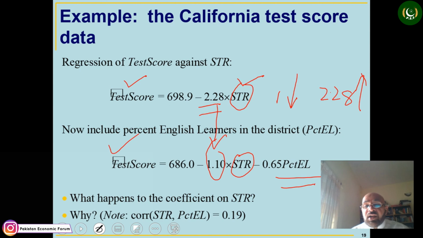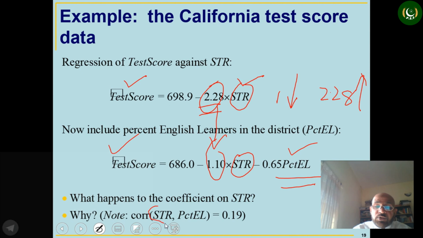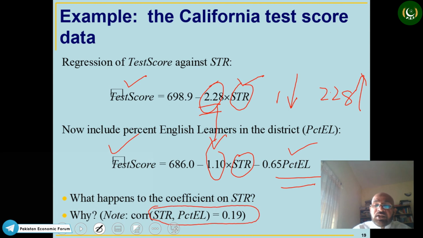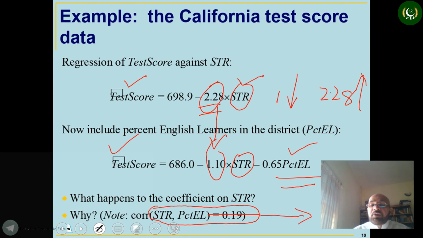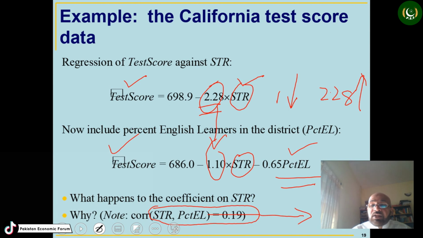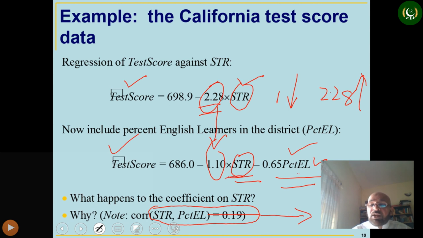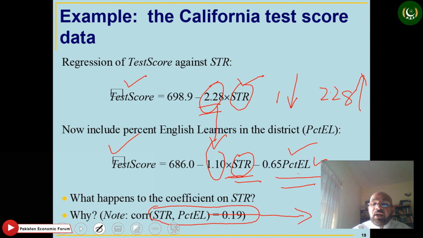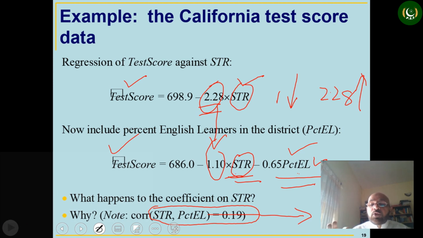If we have not included a relevant variable in the model, some of its effect is in u and some of its effect will come here. The correlation between student teacher ratio and percentage English learner is 0.19, and you will see it is significant. So percentage English learner is correlated with student teacher ratio. If it is not included, it will be in u, and some impact will be in student teacher ratio, some impact will be in u, and student teacher ratio and u will be correlated.